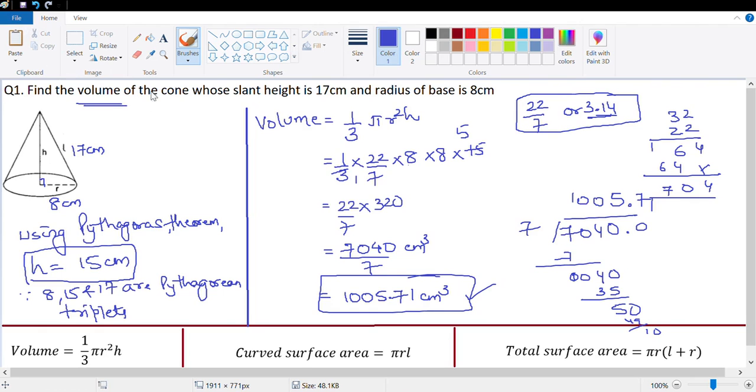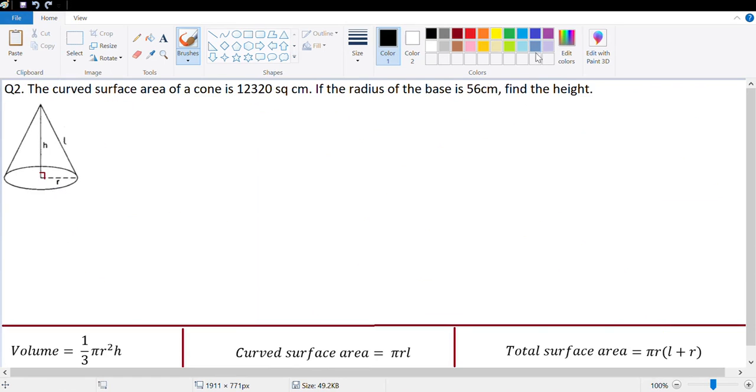The next question that we do is question number 2. Question number 2 states the curved surface area of a cone is 12320 square centimeter. So what's given is curved surface area, which is given by the formula pi RL is given equal to 12320 centimeter square. If the radius of the base is 56 centimeter, we need to calculate the height.